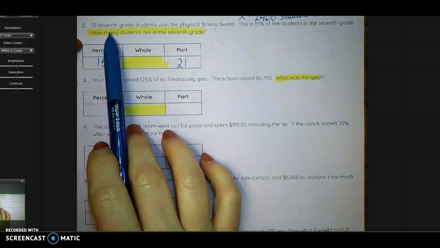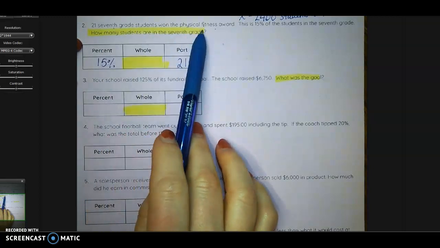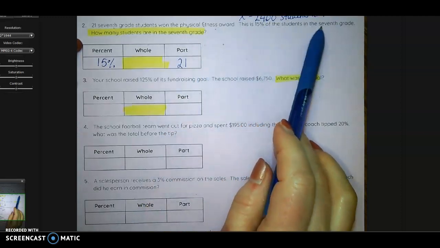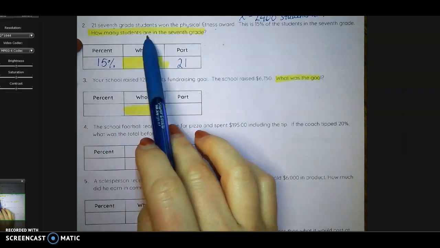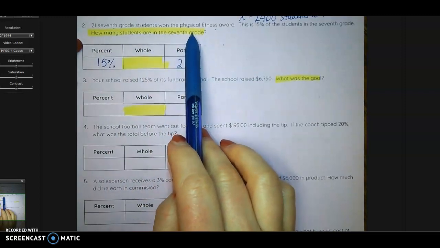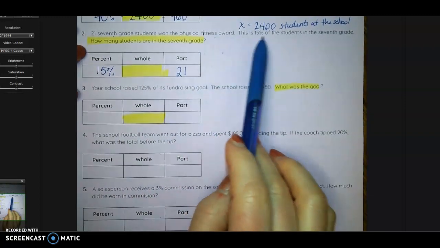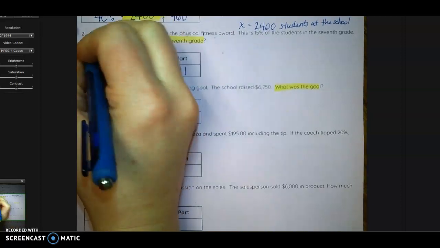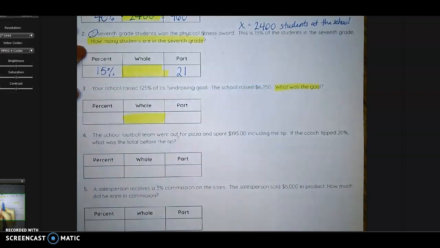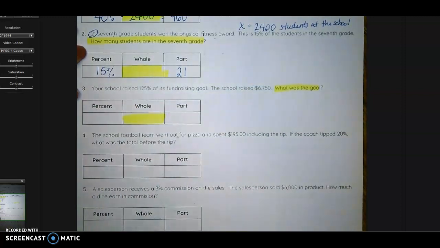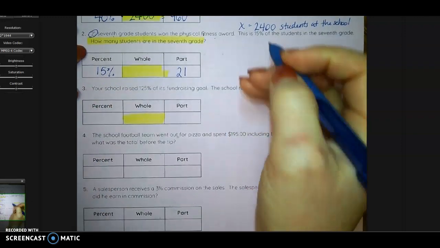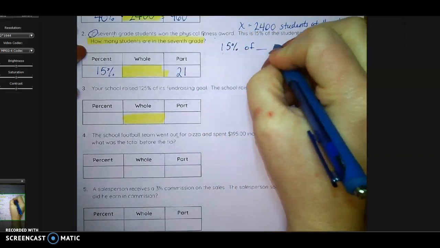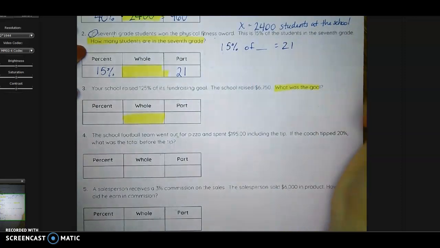The next question said that 21 7th grade students won the Physical Fitness Award. This is 15% of the students in the 7th grade. How many students are in the 7th grade? Since we just have part of the students, 21 is our part. It's not the whole group of 7th grade students. So I'm once again looking for my whole. So that means 15% of something equals 21.